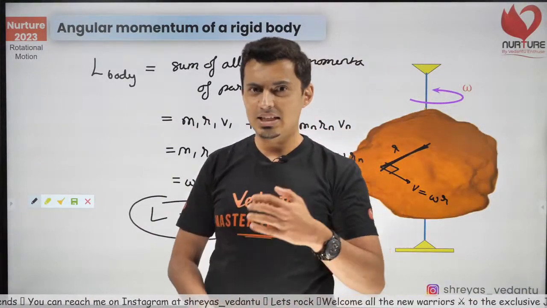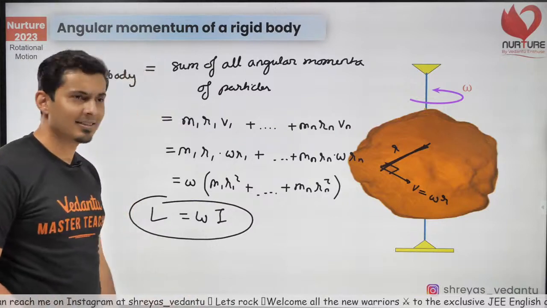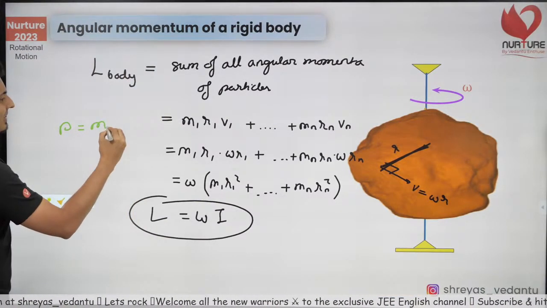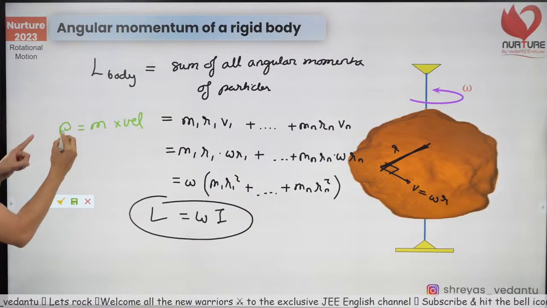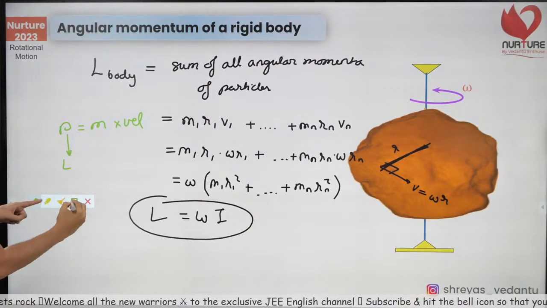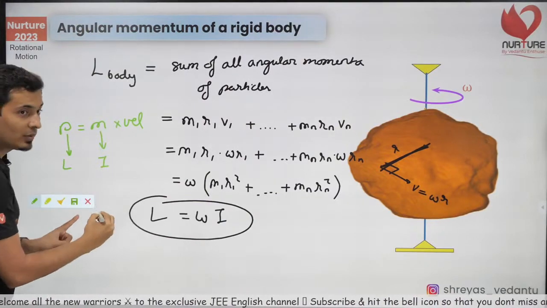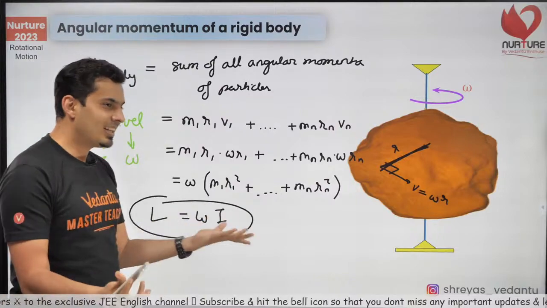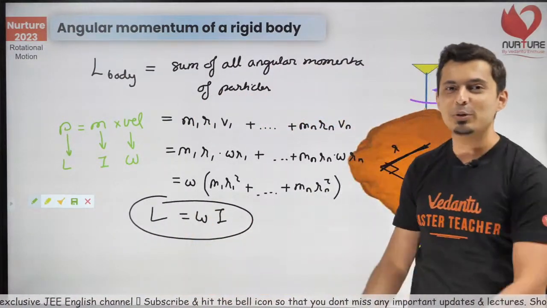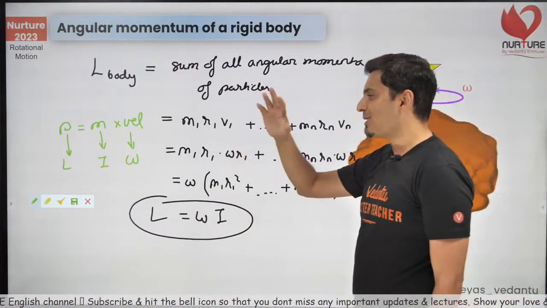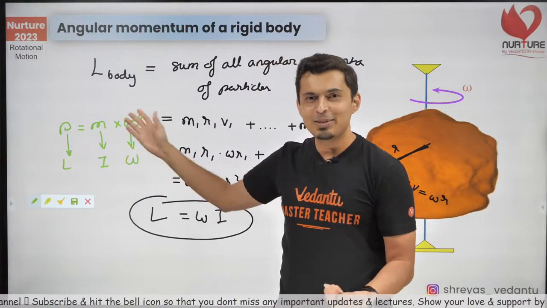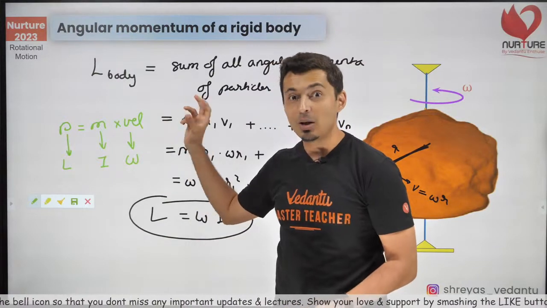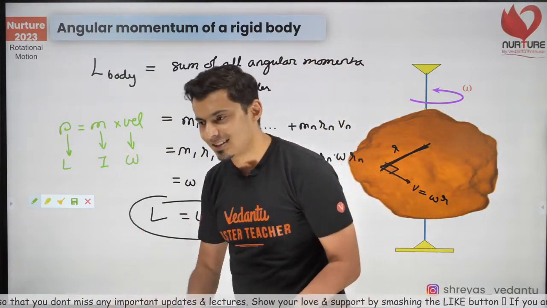You'll be like, sir, it's difficult to remember this. Wait a minute. Remember what was momentum? Momentum was mass into velocity. Equivalent of momentum, angular momentum. Equivalent of mass, moment of inertia. Equivalent of velocity, what is it? Angular velocity. That's it. Simple. This is the trick to remember it. So you don't have to remember separate formula. Momentum is mass into velocity. Angular momentum is angular mass, moment of inertia, into angular velocity. Done. That's it.